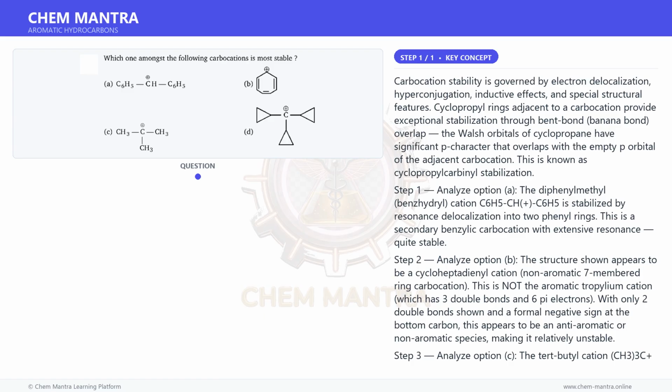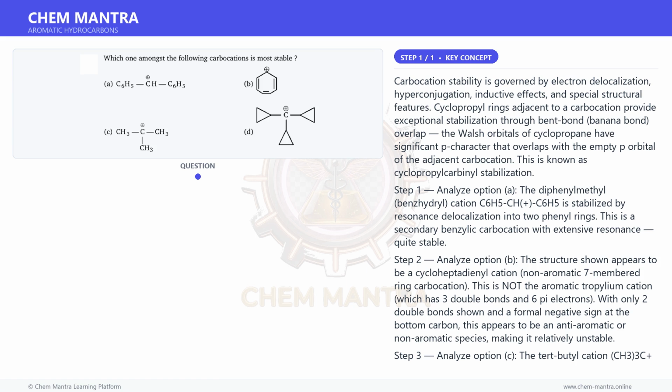Step 1. Analyze option A. The diphenylmethyl (benzhydryl) cation, C6H5CH+C6H5, is stabilized by resonance delocalization into two phenyl rings. This is a secondary benzylic carbocation with extensive resonance, quite stable.